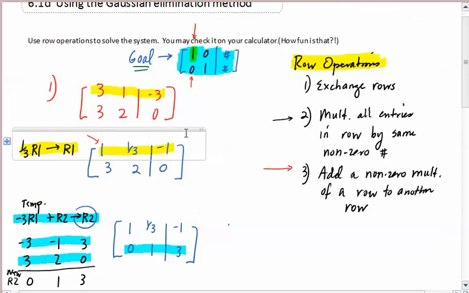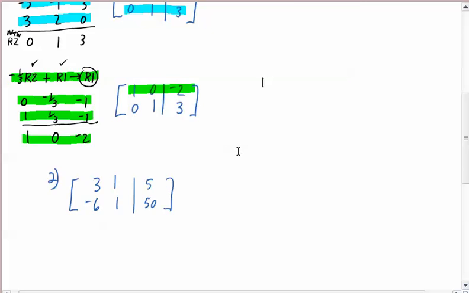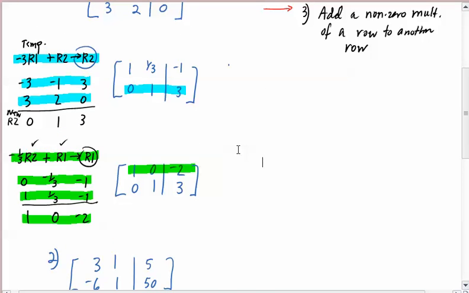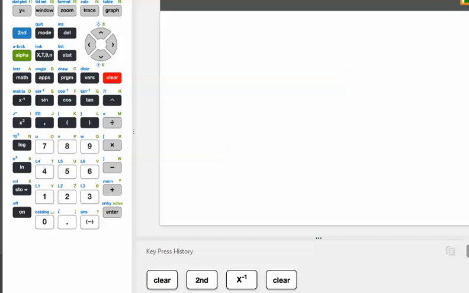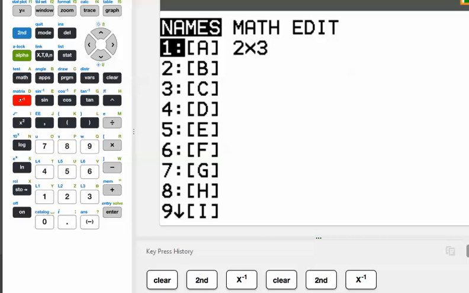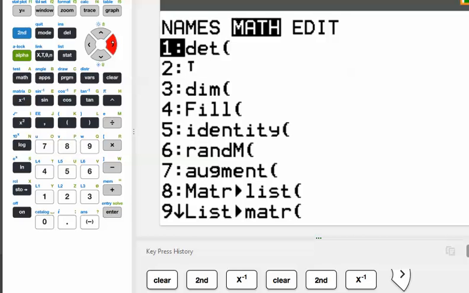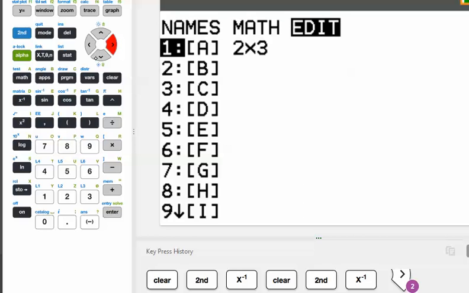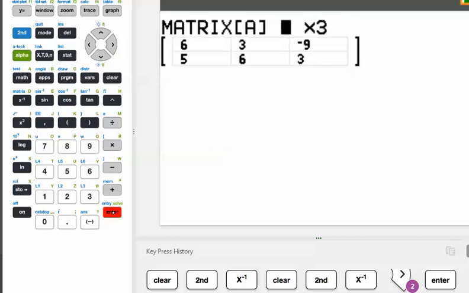Oops. I had 3, 1, 3, 2, negative 3, 0. Okay, so here we go, going to the graphing calculator. Now, I'm going to go to second matrix. You're going to go to the matrix screen. That's second x to the negative 1 power. We're going to go over to edit, and I'm going to go ahead and just press enter.